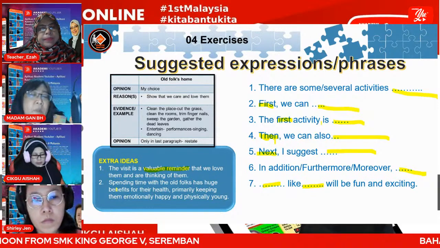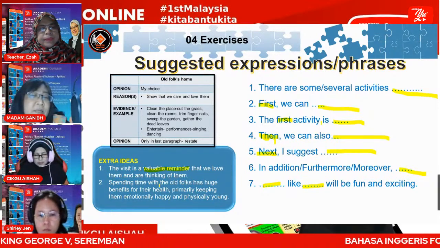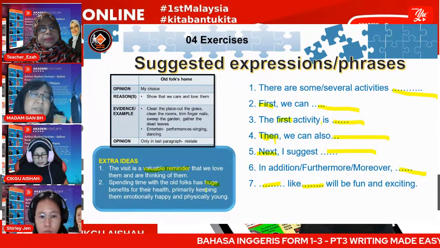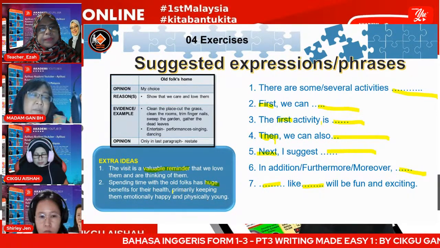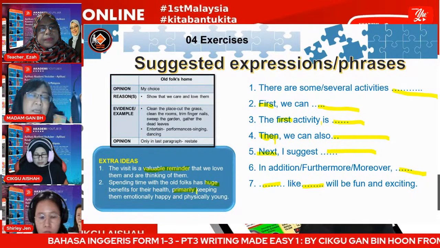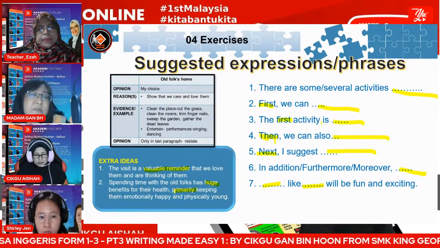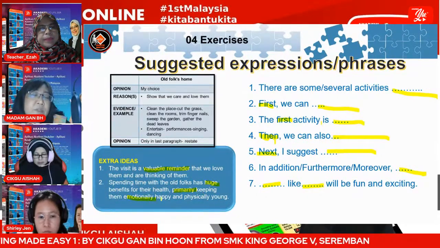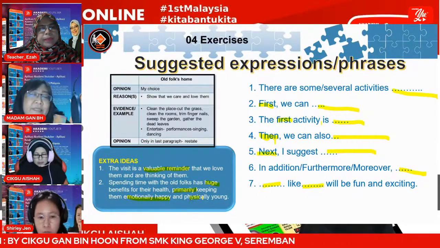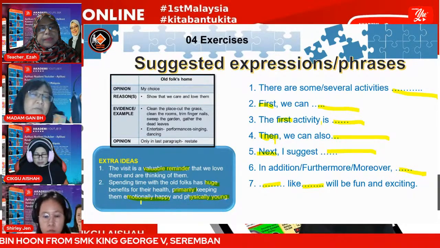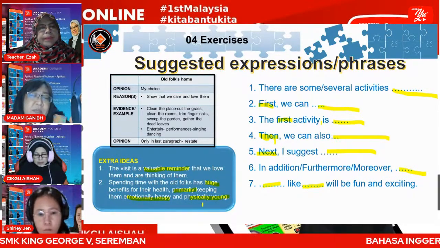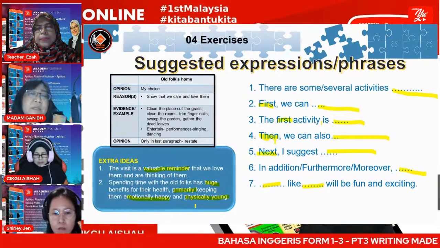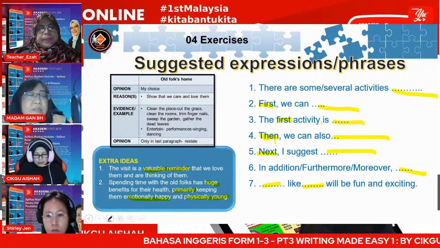Or you can write a sentence like spending time with the old folks has huge benefits for their health, primarily. This is the most important, that's why it's called primarily. Keeping them emotionally happy and physically young. So if you can use emotionally happy or physically young, it shows that you have better vocabulary. So you need this to score, especially in part 2.